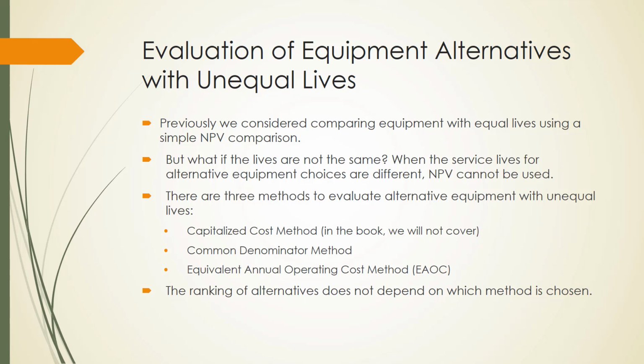That's illogical. So there are three methods that can be used to evaluate alternative equipment when the lives are not the same. In the textbook, they cover the capitalized cost method. We will not be looking at that one. But there's also the common denominator method and the equivalent annual operating cost method. In this lesson, we will be looking at the common denominator method. In a future lesson, we'll be doing the EAOC method. Now, the ranking of alternatives should not depend upon the method used to make the evaluation.